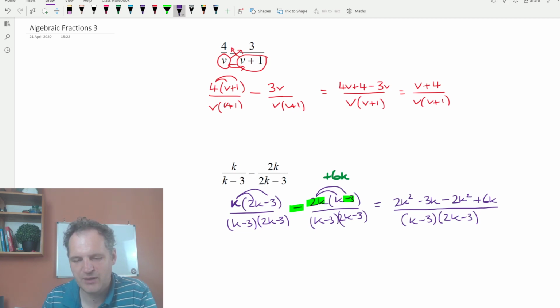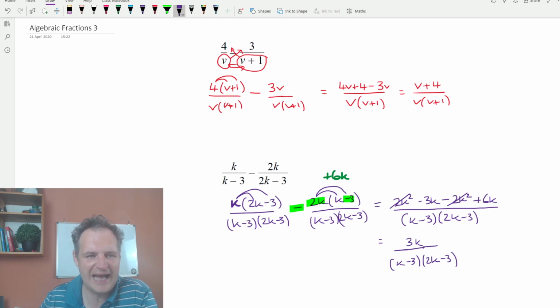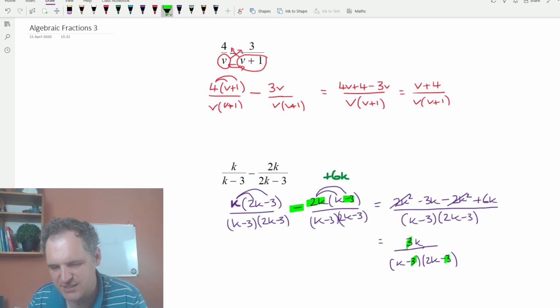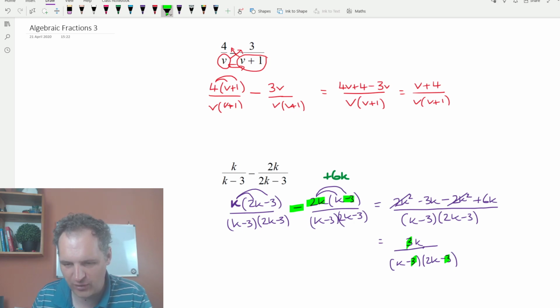Maybe. We don't know. This is quite nice because the 2k squared cancels with the 2k squared, takes it away. 6k take away 3k, we just end up with 3k on the top, and k minus 3, 2k minus 3. Nothing further cancels. Please remember this 3 cannot interact with either of these 3's because they are each inside brackets, so you mustn't cancel them. If you find yourself tempted and your pen's going towards the cancelling, go, no, I must not, because that 3k belongs to that, and that belongs to that.